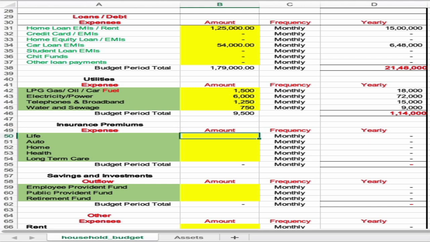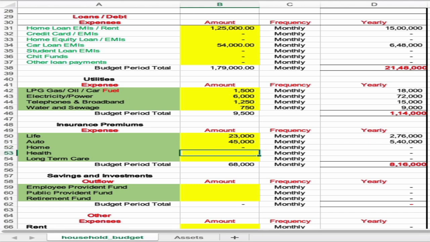Insurance premiums. Let's say you pay an insurance premium all put together. You may have several policies. Okay, life insurance. Let's say you're paying 23,000. Auto insurance, you are paying 45,000. I'm just putting in some random figures. Home insurance, you have not taken a home insurance because you don't believe in that. Health insurance, here is a big chunk.